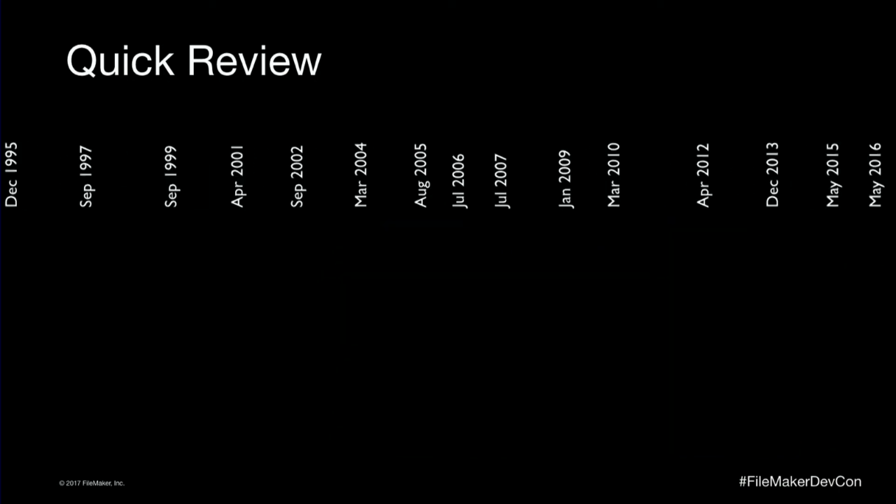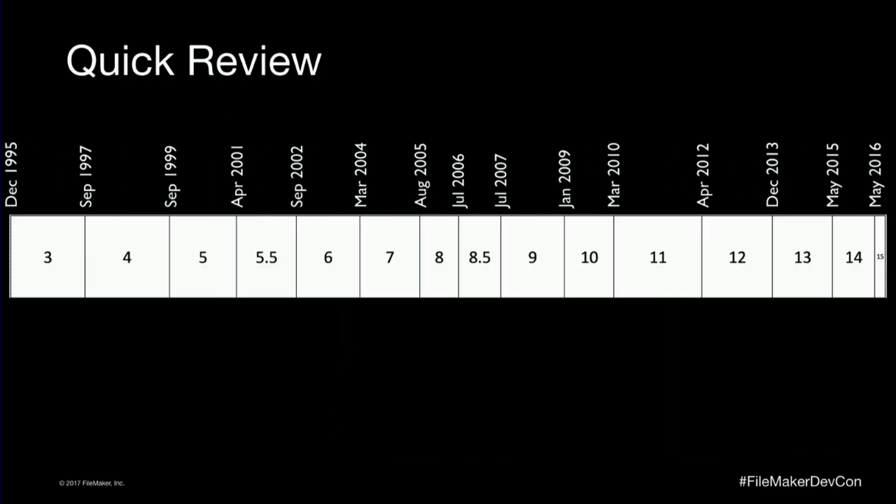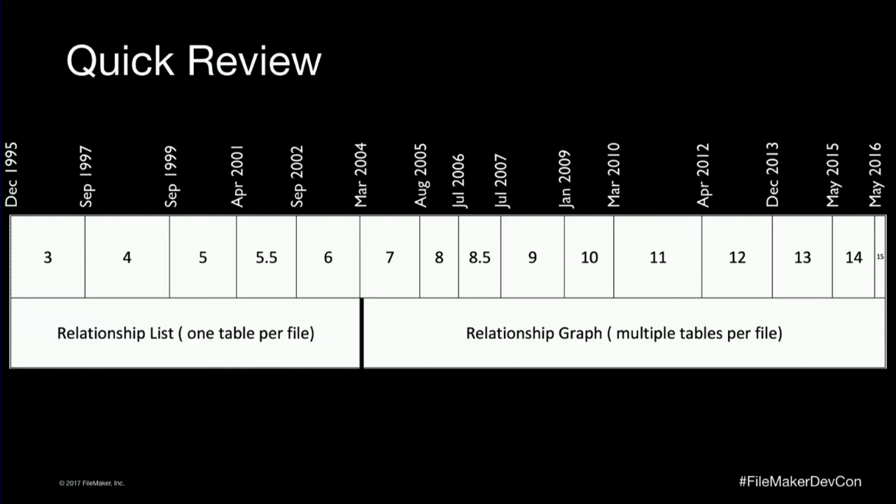So here is a quick timeline. I didn't update this. This is from last year's slides, and that's getting cut off a little bit. But anyway, you can still kind of see. It's getting cut off down here. It's okay up there. So I didn't update it for FileMaker 16, so this is a year old. And even at that, the amount of time we've had the graph is longer than the amount of time we've had the relationship list view, right? And so, back before FileMaker 3, we didn't have relationships. And then all the way through FileMaker 6, we had the relationship list.